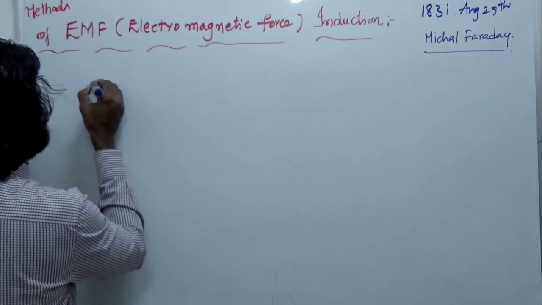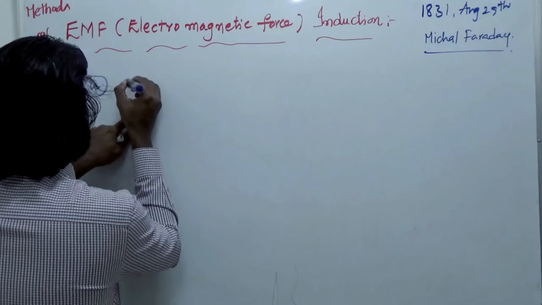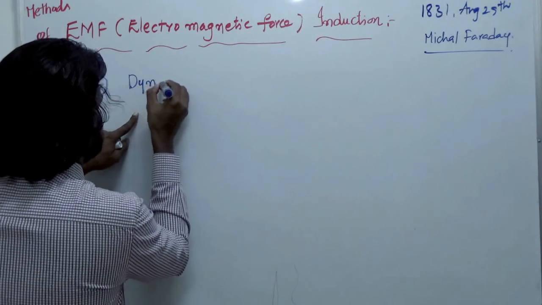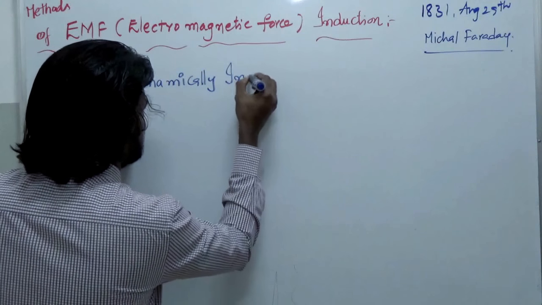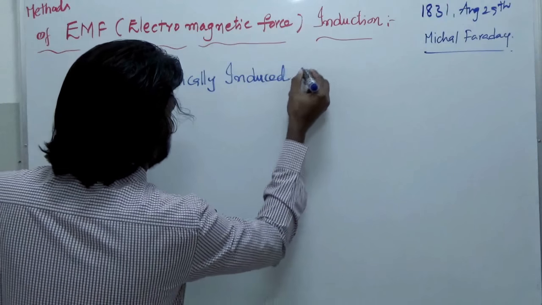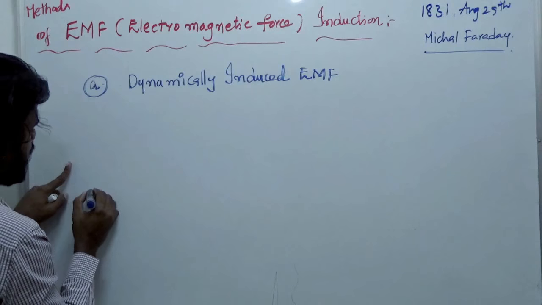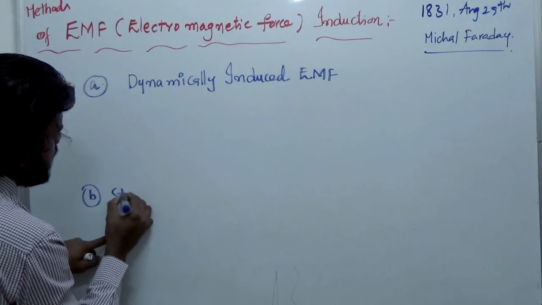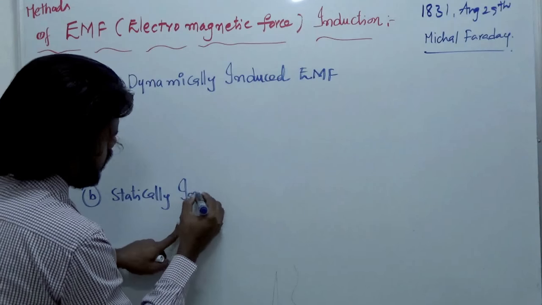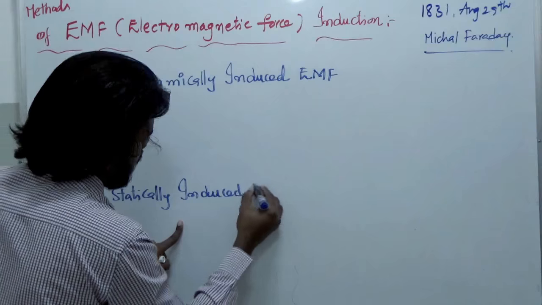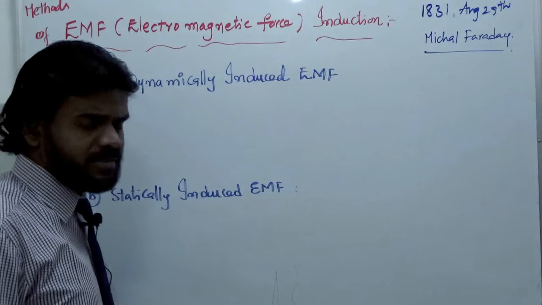The first method that we'll be seeing is, let us indicate that with A. It's called dynamically induced EMF. And the second one that you find is statically induced EMF. Okay, that's good. What is about dynamically induced EMF?